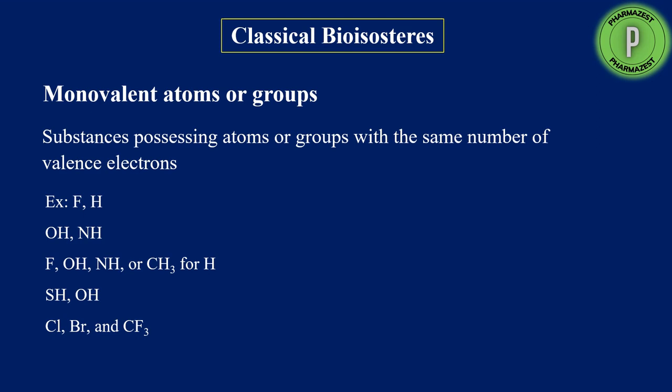Similarly, OH with NH. And here fluorine, OH, NH can be replaced with CH3, and then CH3 can be replaced for hydrogen. The number of valence electrons in these functional groups or atoms are the same. Hence, we can replace one atom with another atom. So this is known as monovalent atoms or groups. That means a single valence electron.